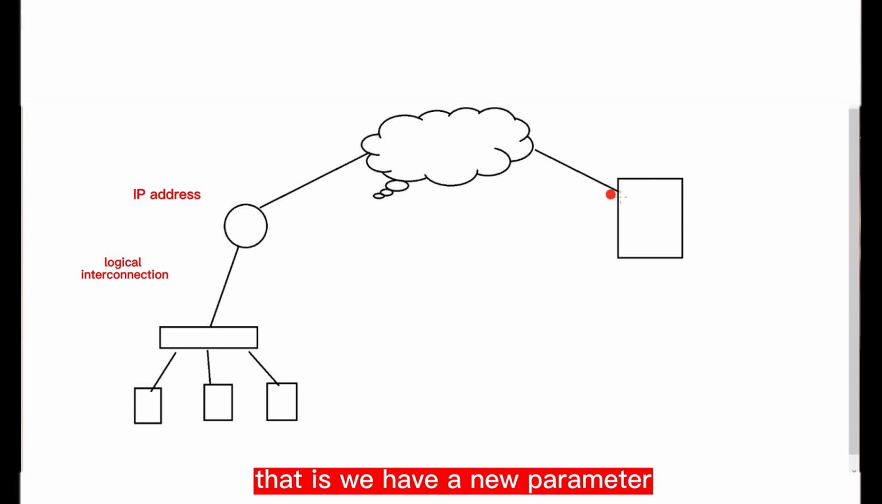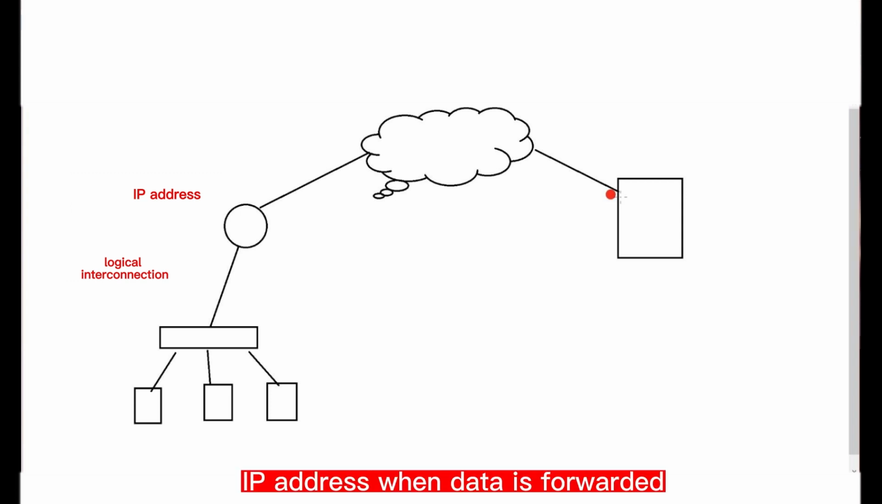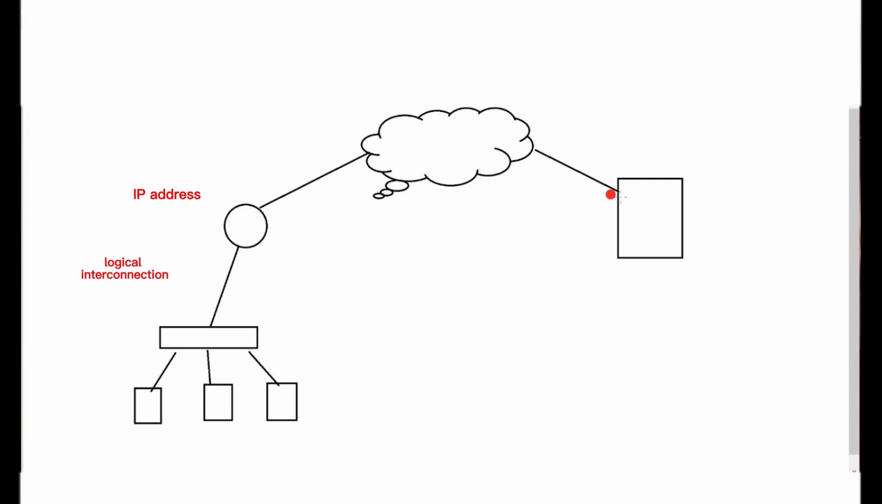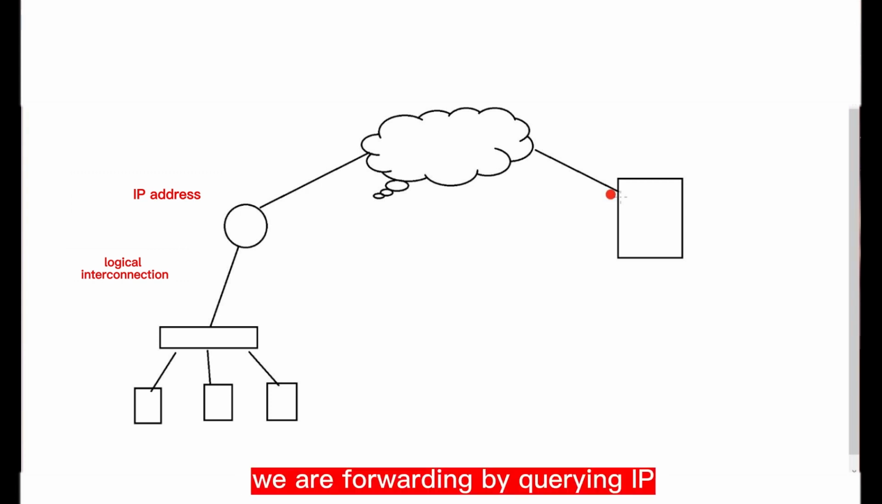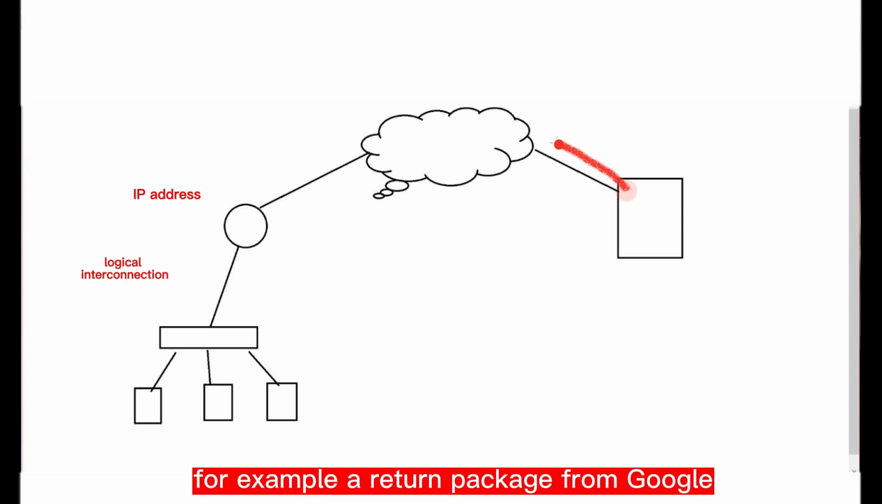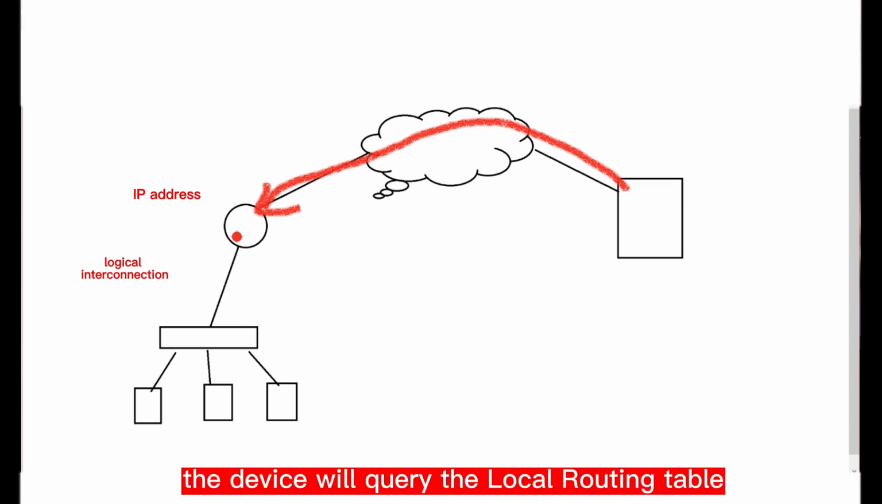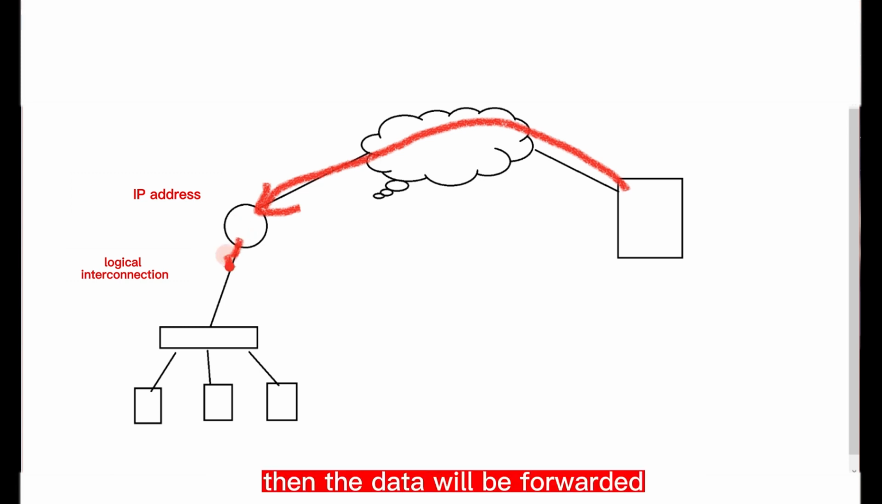That is, we have a new parameter: the IP address. When data is forwarded, we are forwarding by querying the IP from one device to another. For example, a return package from Google comes back to this device. The device will query the local routing table, also called the IP address forwarding table. Then the data will be forwarded.